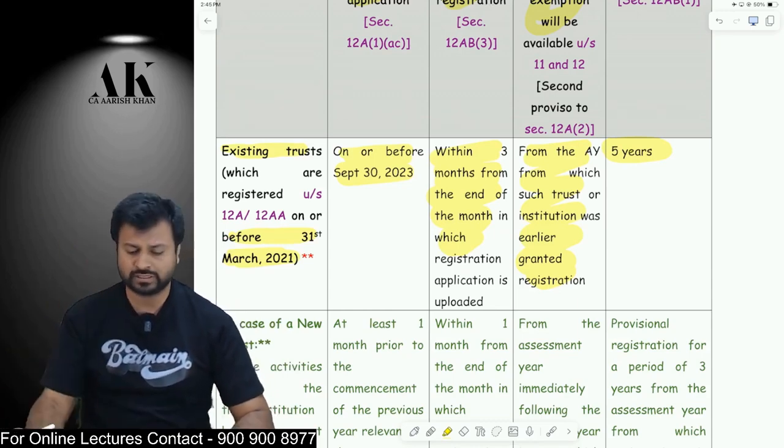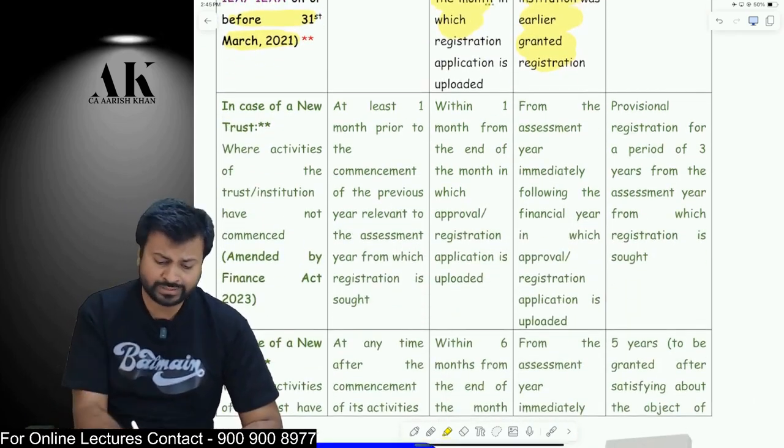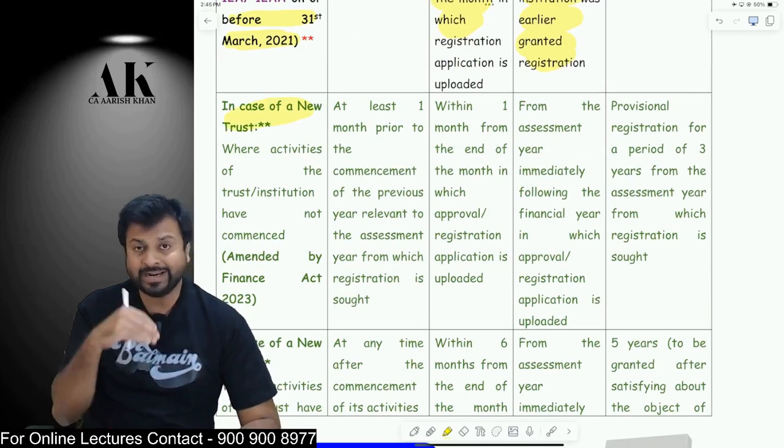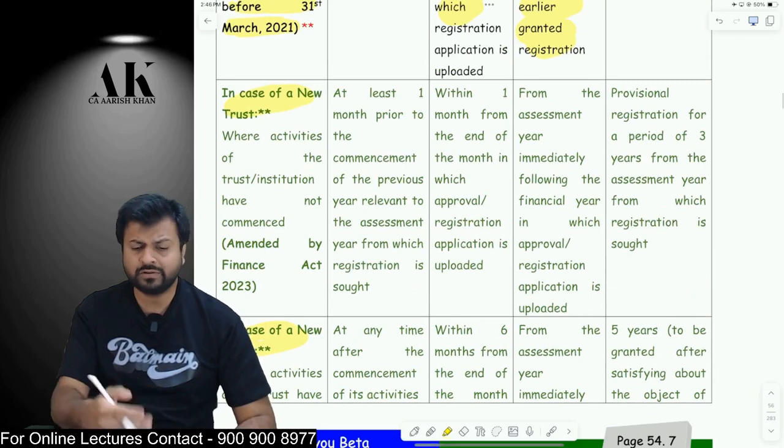They have to again make a fresh application. Okay, next is the amendment made by Finance Act 2023. If you are a new trust, they have made 2 amendments. Again, there is a new trust. So what is the difference between the first and the second one?